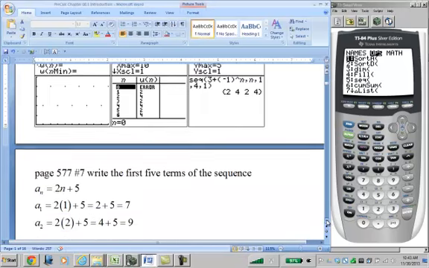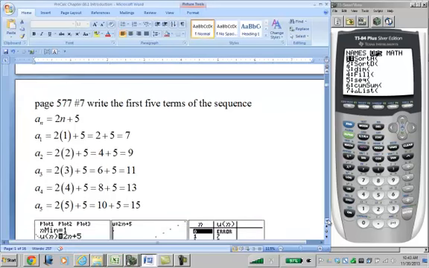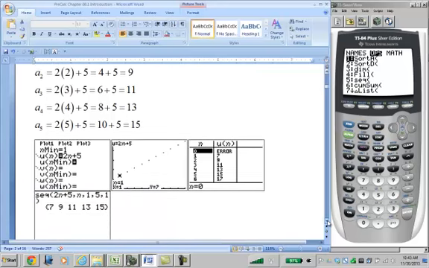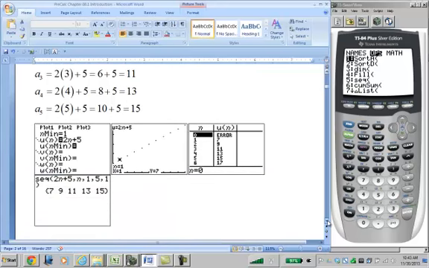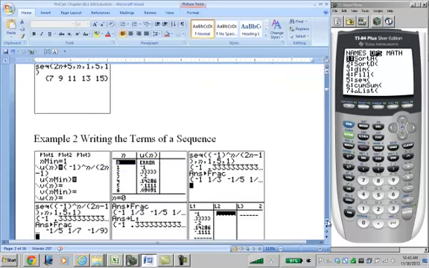All right. Let's write the first 5 numbers of this sequence. Again, very easy to do. 2n plus 5, this is number 7, page 577. Okay, you can just figure this out in your head. It's 7, 9, 11, 13, and 15. Really nothing to it. And here it is in the calculator, again, as I've shown you before. Okay, and you can study that more if you want.